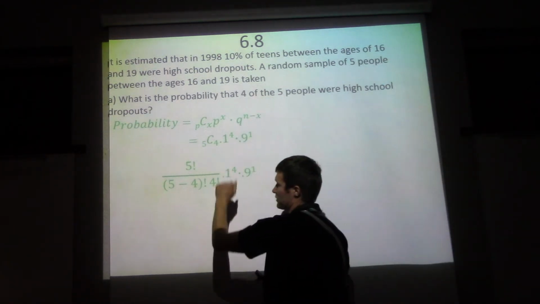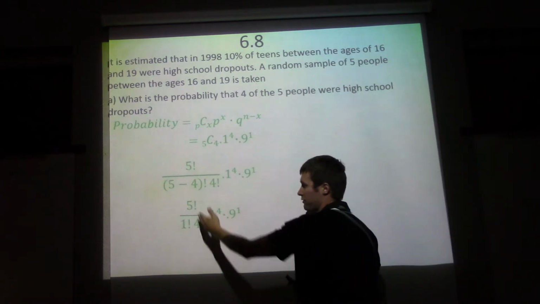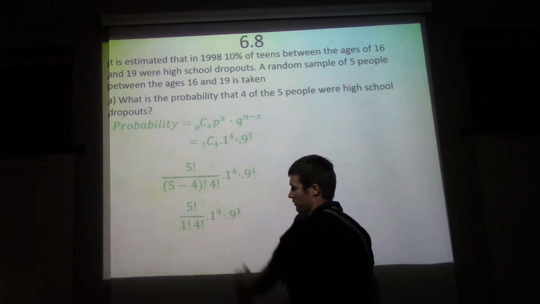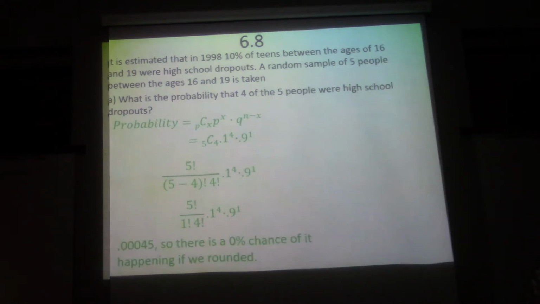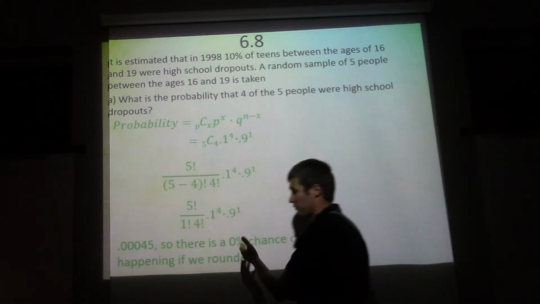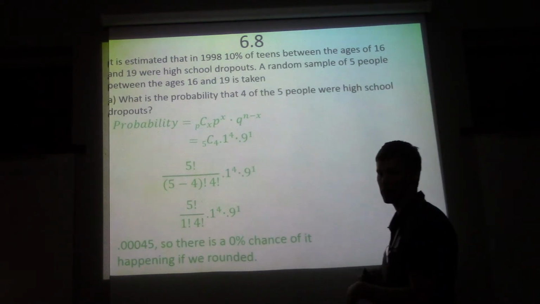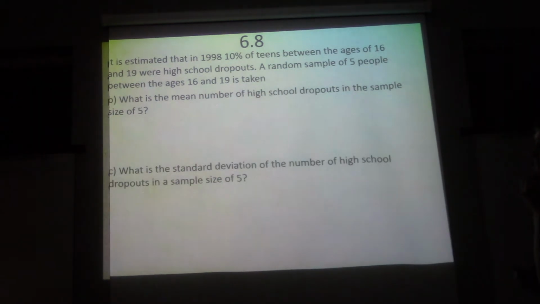Same thing, 5 factorial. List it all out. So if you did this, 5 factorial over 1 factorial times 4 factorial. If you did that, then you would get 0.00045. So that's not even 1/10 of a percent. So if you rounded that, you'd say a 0% chance that you would get 4 out of 5 people who dropped out.